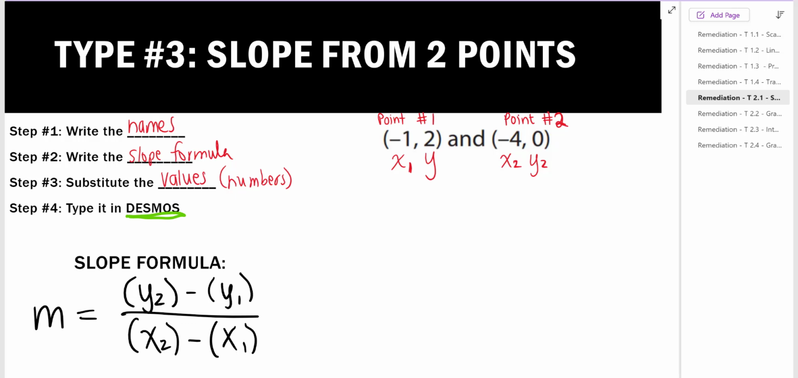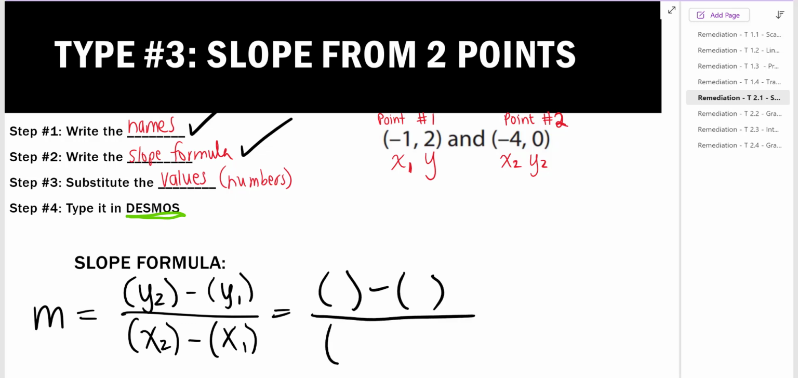So I wrote my names. Now I'm going to write the formula, which is right here. So I did that. And now I'm going to do step 3. Ahora podemos hacer paso 3. So we're going to substitute. So draw the line and all the parentheses.